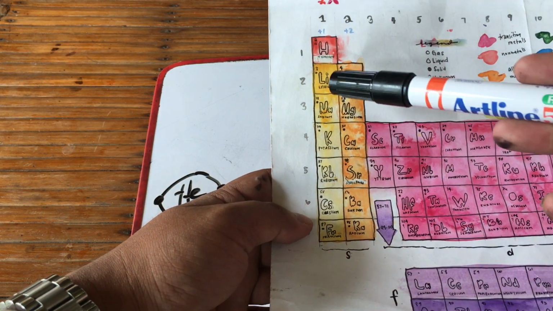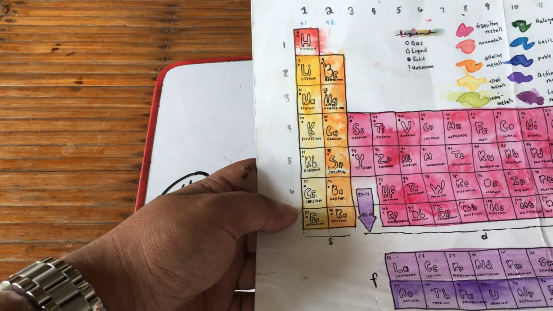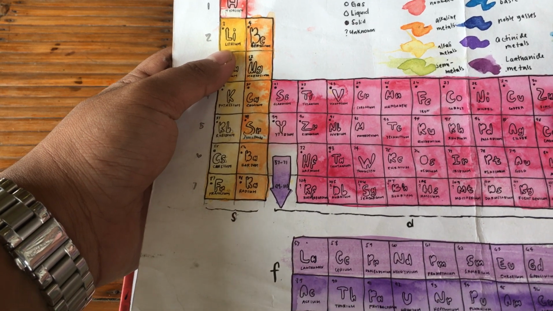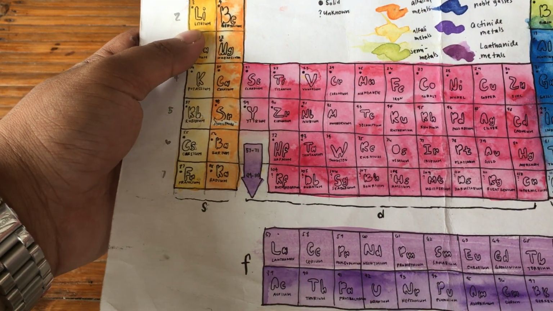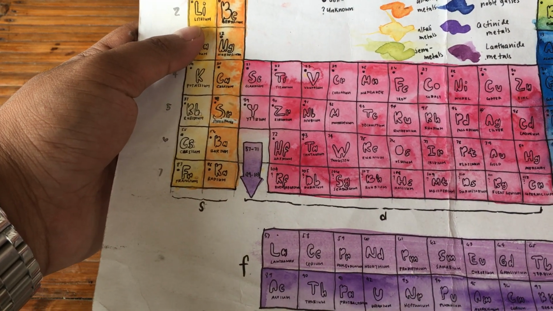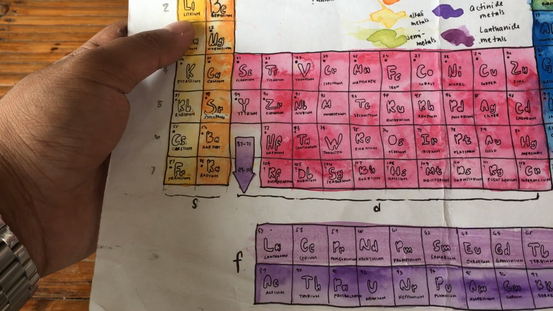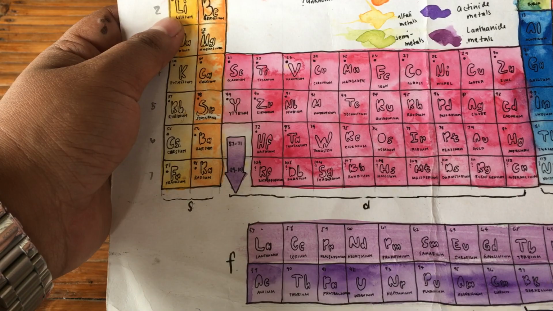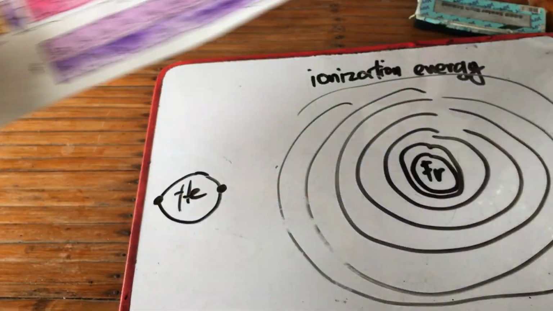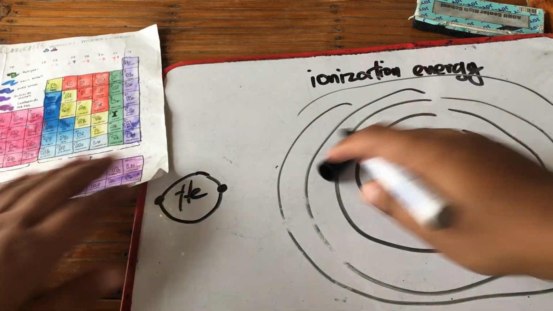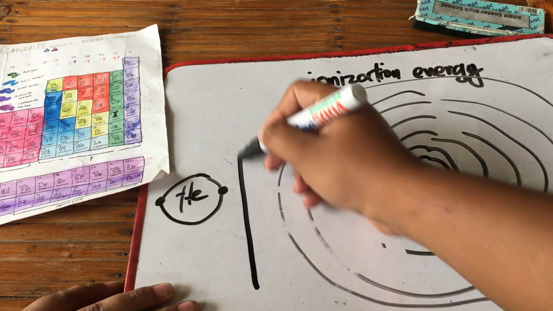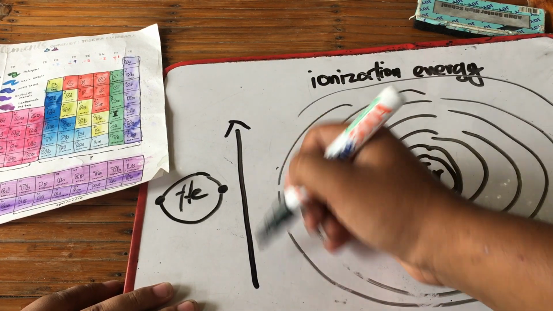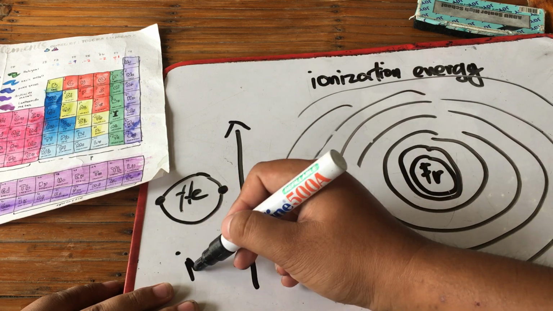Now, how about from left to right? Comparing lithium to fluorine. Fluorine would want to gain an electron rather than lose it. Therefore, the ionization energy here is increasing. So, for the ionization energy, the trend would be like this one. Increasing from bottom to top. So, increasing.